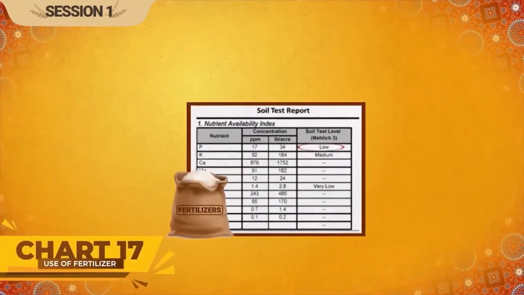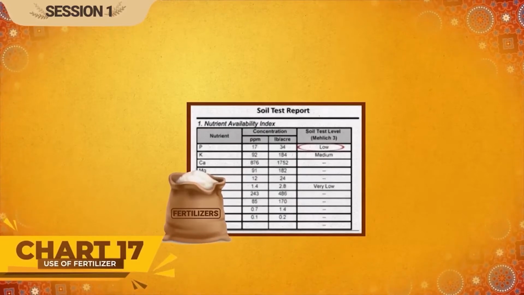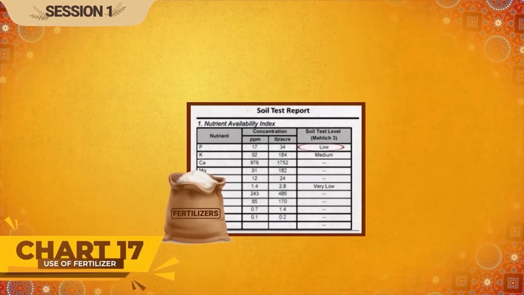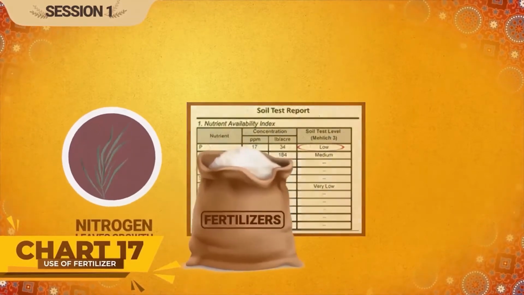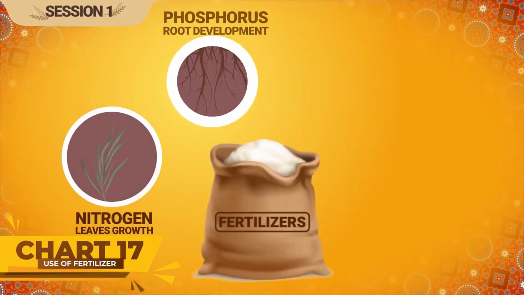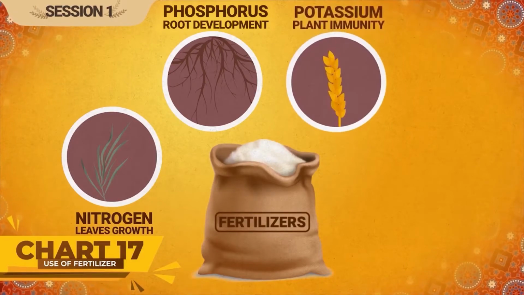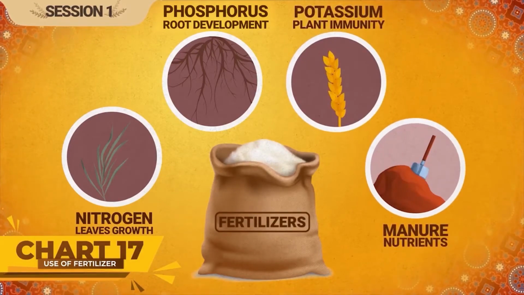Use of fertilizer. Apply fertilizer on the basis of the soil testing report. After the soil testing report, minerals and nutrients of the soil are calculated. Nitrogen is required for leaves to grow. Phosphorus is for root development and stem growth, and potassium is for the plant's immunity. Manure provides various nutrients to the plant.